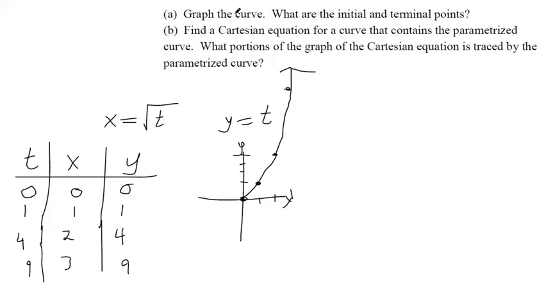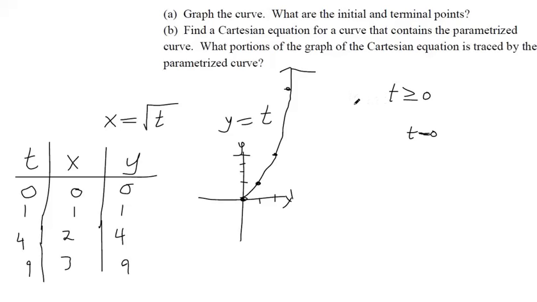We've graphed the curve. What are the initial and terminal points? Oops, I forgot this part. The textbook says they want t to be greater than or equal to 0. Okay, so the initial point would be at t equals 0. A terminal point would be if t stopped, like if it was t is greater than or equal to 0 but less than or equal to 10. Then t equals 10 would be the terminal point.